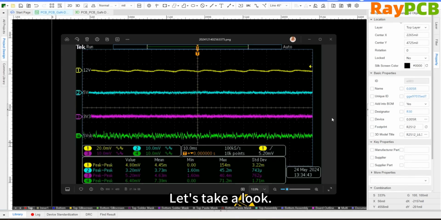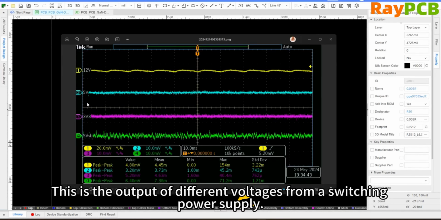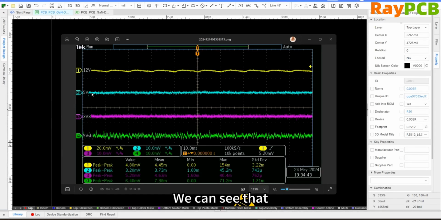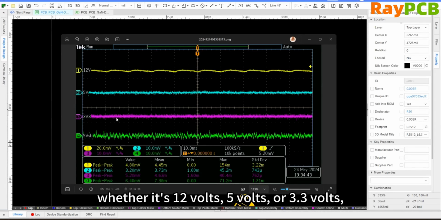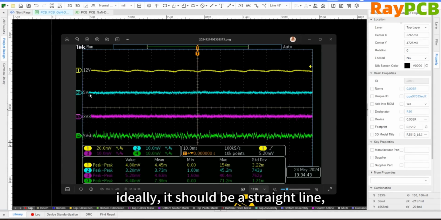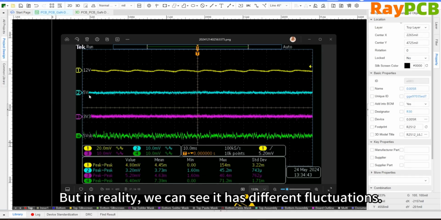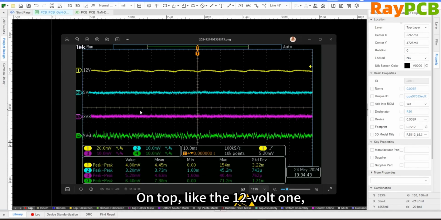Take a look. This is the output of a switching power supply. At different voltages, whether it's 12V, 5V, or 3.3V, ideally it should be a straight, very fine line. But in reality, we can see various fluctuations. For example, at the bottom, the 12V line shows regular patterns, while the 5V and 3.3V lines are much denser and more irregular. This is what we call power supply ripple.